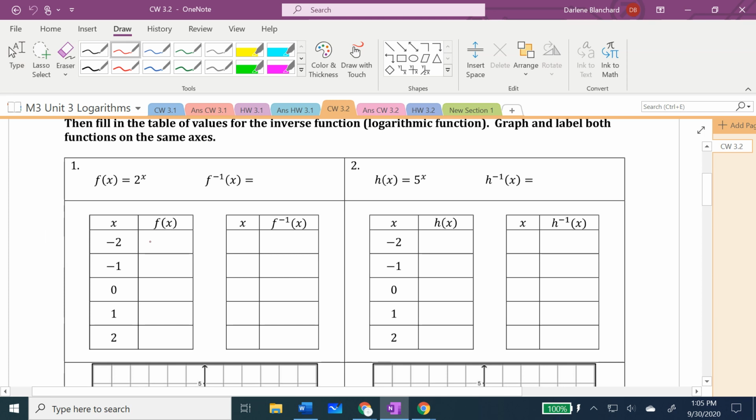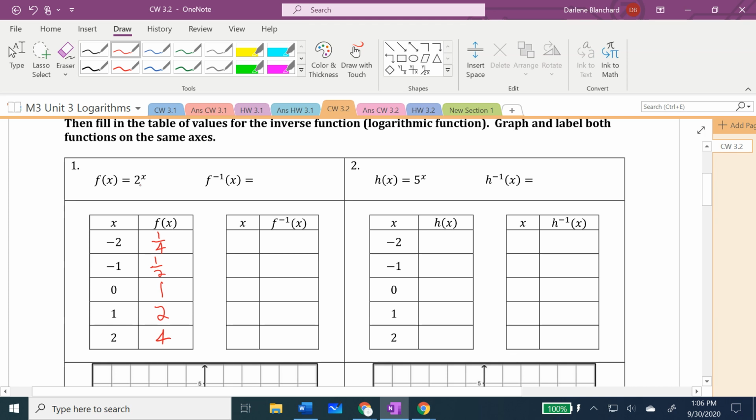When x is negative 2, this becomes 1/4. Is it okay if I do it that quickly? When x is negative 1, 2 to the negative 1 is 1/2. When x is 0, we get 1, and then 2 to the 1 and 2 squared.